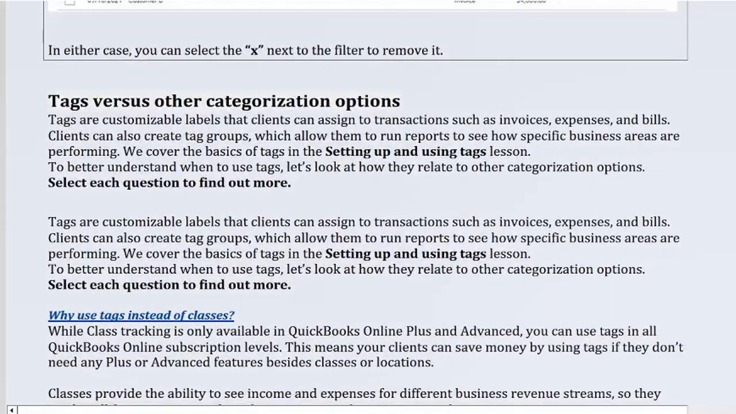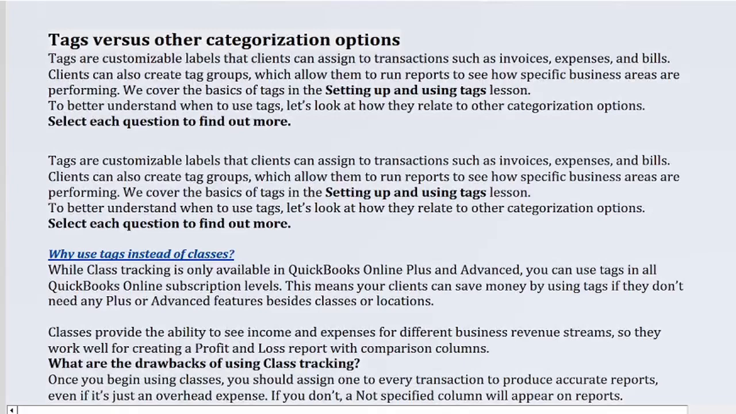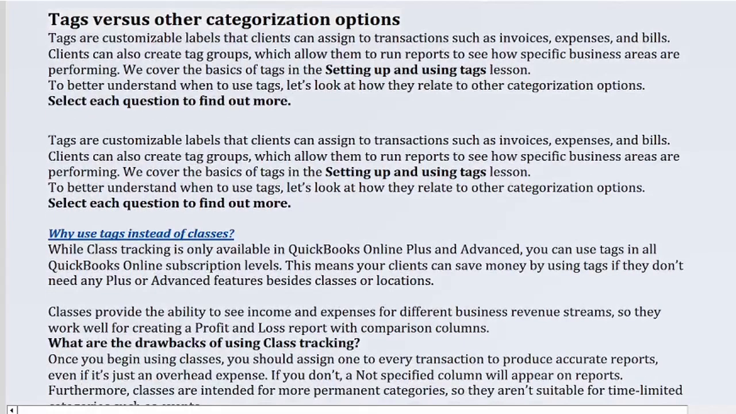Tags versus other categorization options. Tags are customizable labels that clients can assign to transactions such as invoices, expenses, and bills. Clients can also create tag groups, which allow them to run reports to see how specific business areas are performing. We cover the basics of tags in the Setting Up and Using Tags lesson. To better understand when to use tags, let's look at how they relate to other categorization options. Select each question to find out more.